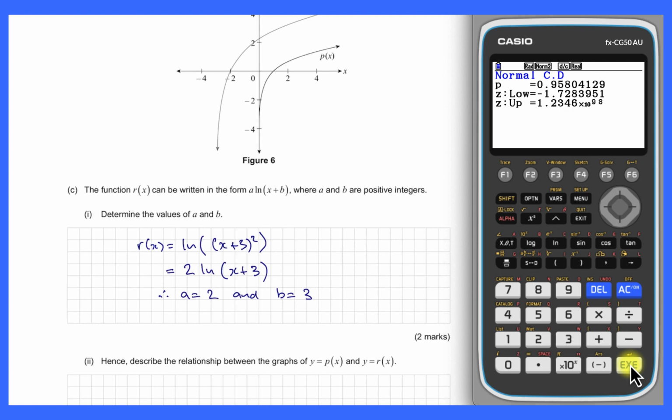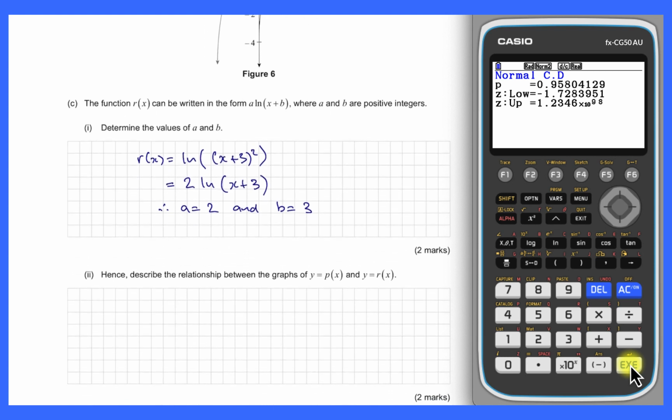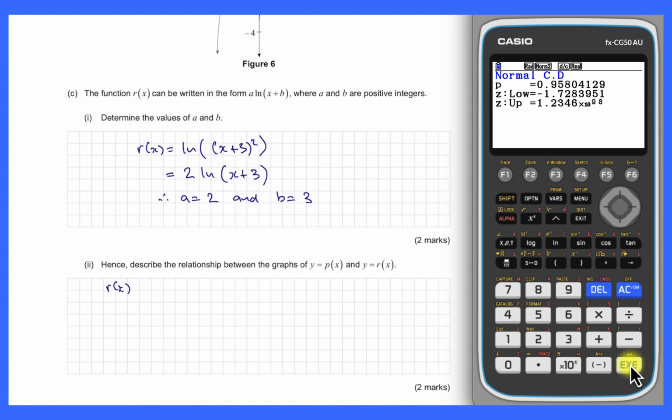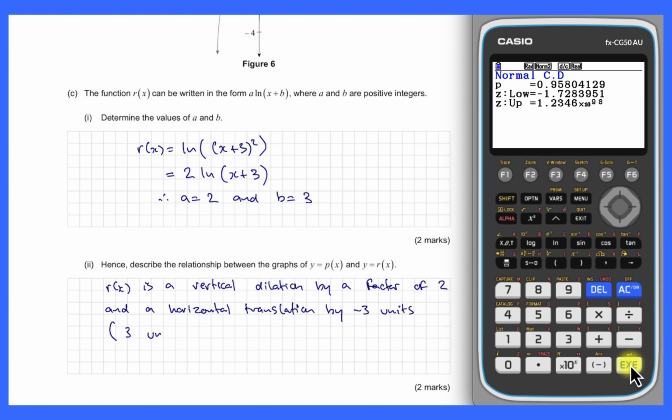Now, how does that help us? Well, based on our understanding of transformations, we know that the coefficient 2 is going to equate to a vertical dilation by a factor of 2, and the value b equals positive 3 corresponds to a horizontal translation by negative 3 units, or 3 units left. And so that will be our answer to C part 2.